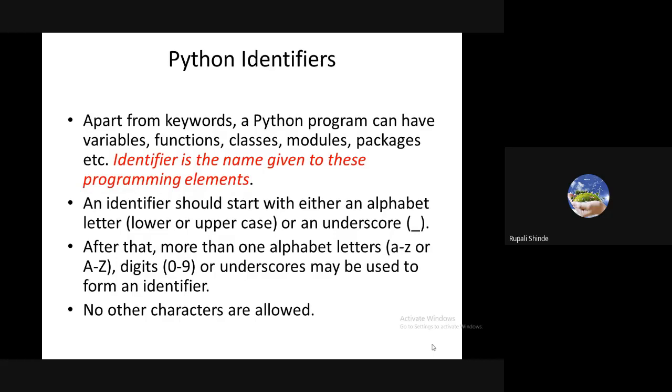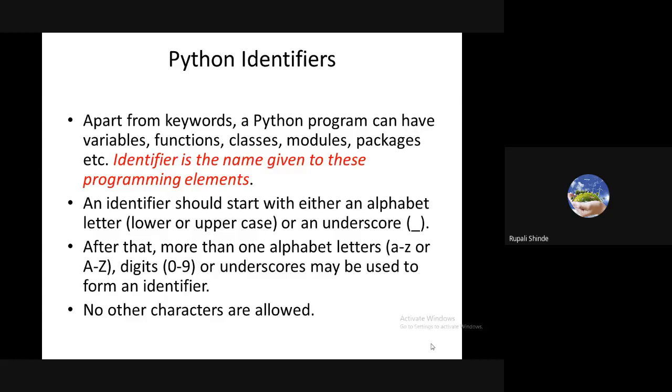Are you getting what you mean by identifier? And there are some naming rules for the identifier. Okay, are you getting it? Identifier is the name given to these programming elements, and the programming elements are variable, function, class, module, packages. All these are programming elements. Whatever name we assign to these elements, it is nothing but the identifier.